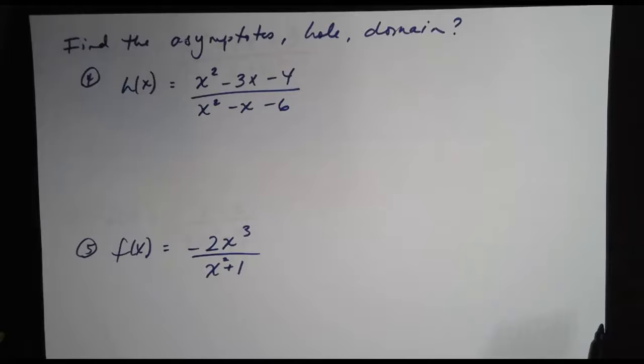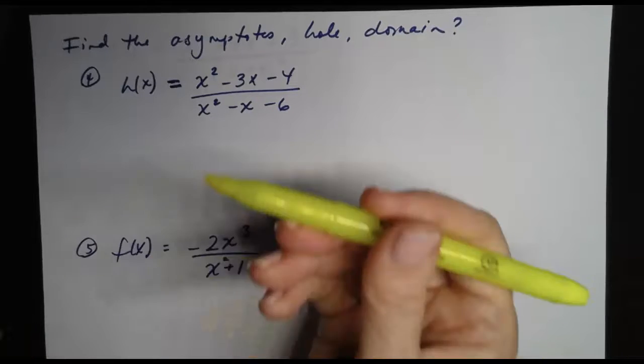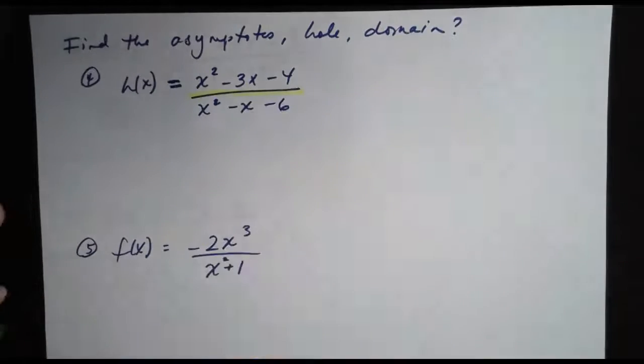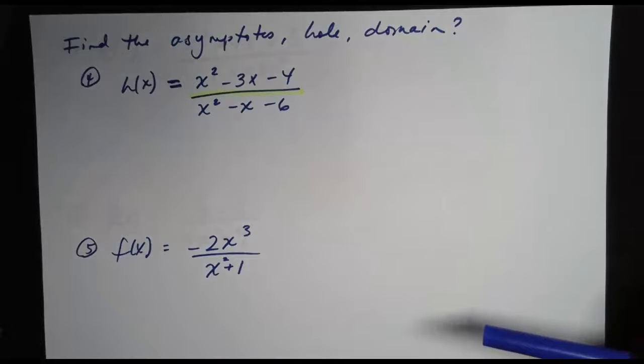Okay, moving on to asymptotes, holes, and finding the domain. So once again, these are rational functions. When we have a rational function, remember what the fraction bar represents. The fraction bar represents division. So think of these as division problems. If you have no clue what to do, then perform the long division.